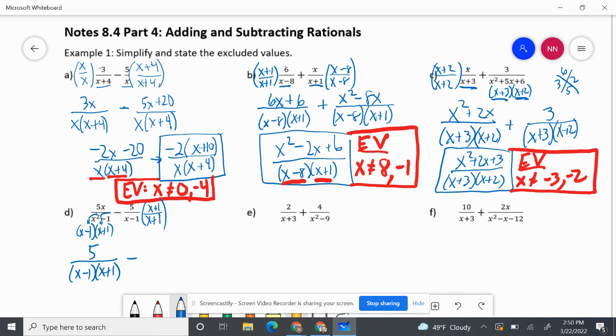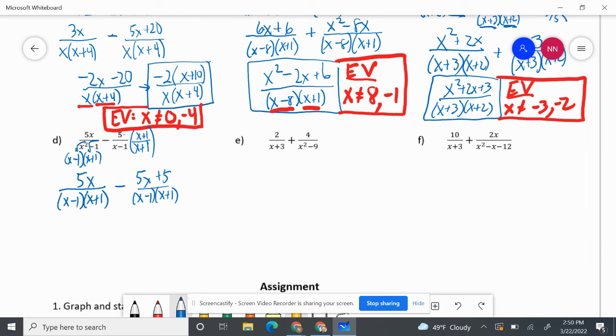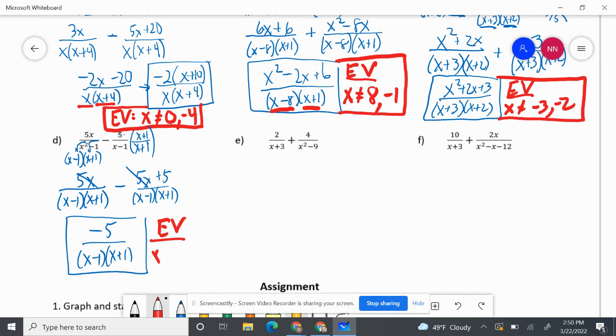So we bring down the 5x, and for the other one, 5 times x is 5x. 5 times 1 is 5. And so when we combine them, 5x minus 5x, they become 0. And this would be negative 5 over x minus 1 and x plus 1. Now, once again, when we're stating our excluded value, we're looking at our denominator, and we see that x cannot equal 1 or negative 1.